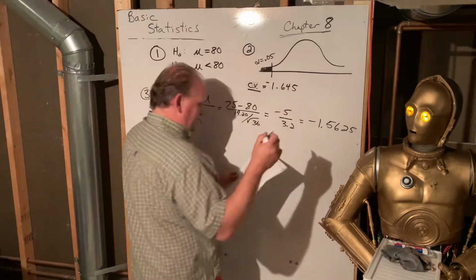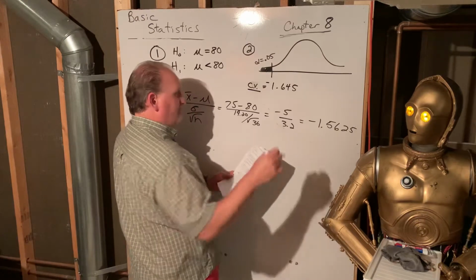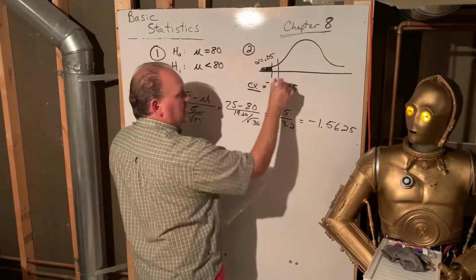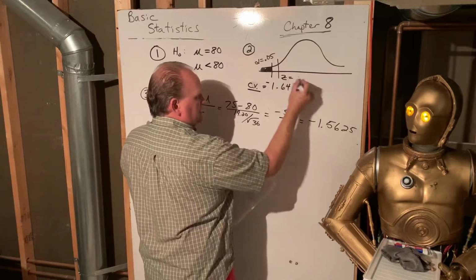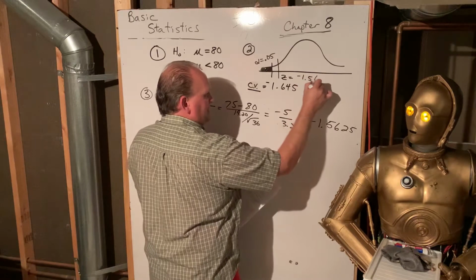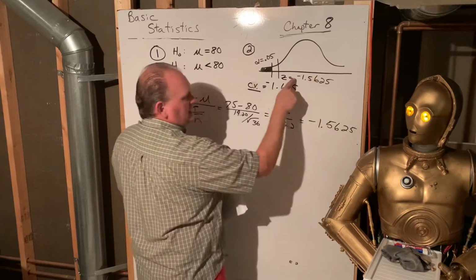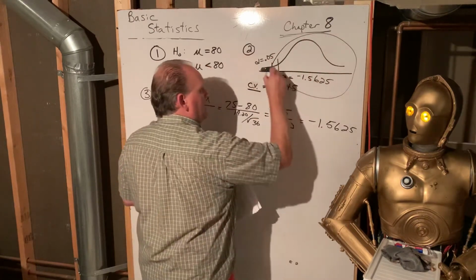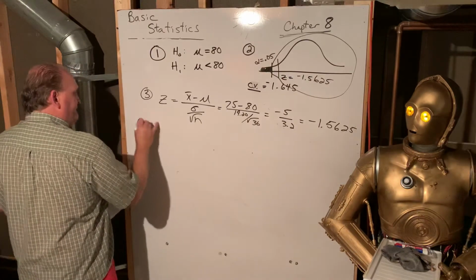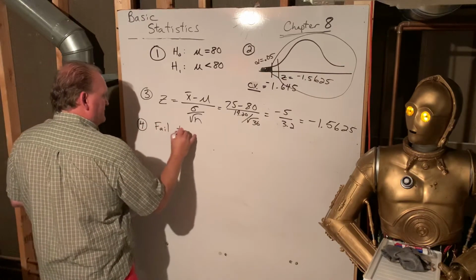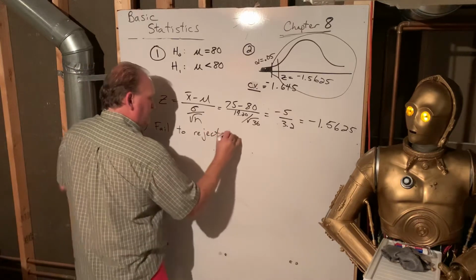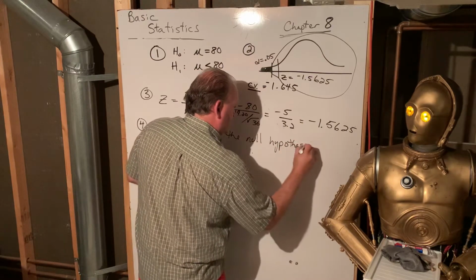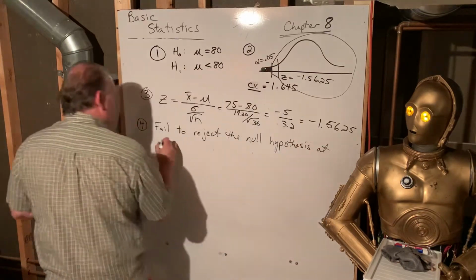So negative 1.56 isn't enough. Z is negative 1.5625. So it didn't fall into the shaded area. It fell into the unshaded area. Unshaded area means fail to reject the null hypothesis, in this case, at the 5% significance level.